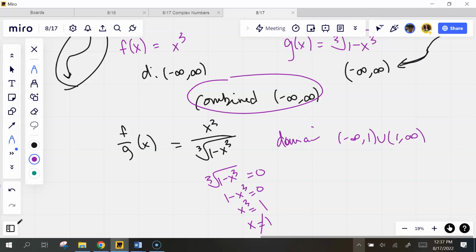I think I mixed that one up with the composition. So to do the bottom, I start with the combined domain, and then I leave out any place where the bottom equals 0. Do you do that every time if you're dividing? Yep. Composition is plugging one function into another function.